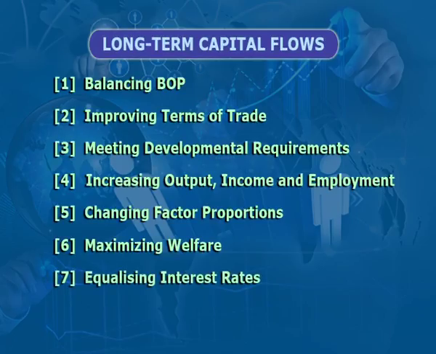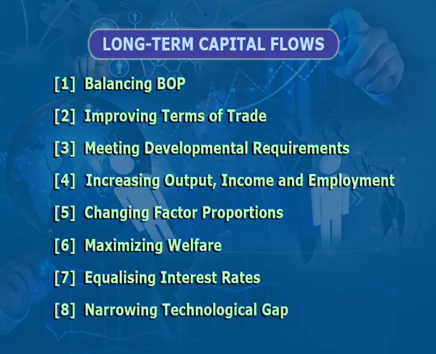The seventh aspect, which is equalizing interest rate. There is a tendency for interest rates to equalize between countries involved in international capital movements. If there are no restrictions in international capital movements, capital moves from capital surplus country to capital scarce country because the interest rate is high in the latter. Ultimately, the interest rate increases in the capital exporting country and falls in the capital importing country.